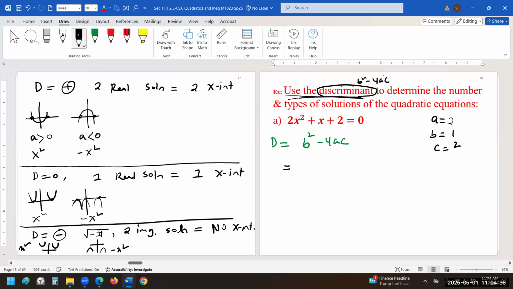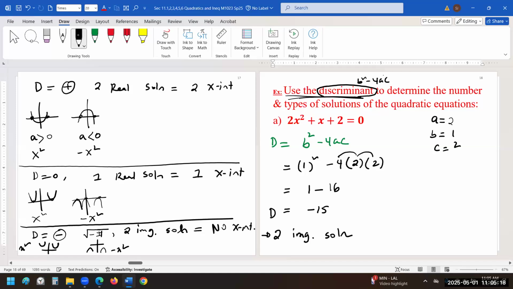So b squared means what? 1 squared minus 4 times 2 times 2. So we have 1 minus 2 times 2 is 4, 4 times 4 is 16. We have 1 minus 16, that gives us negative 15. That means we found our discriminant is negative. So how many and what type of solutions do we have? 2 imaginary solutions. And how about the x-intercept?